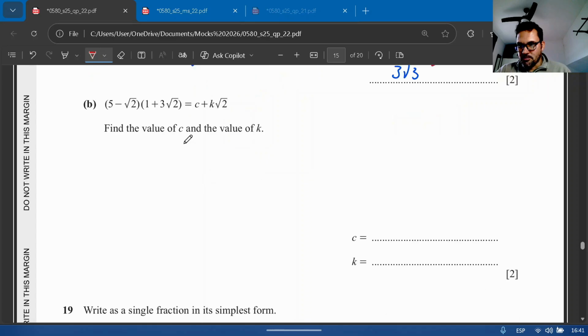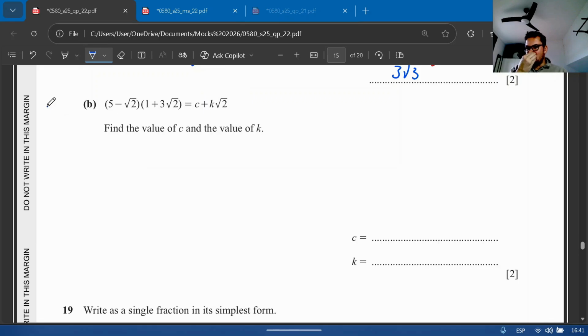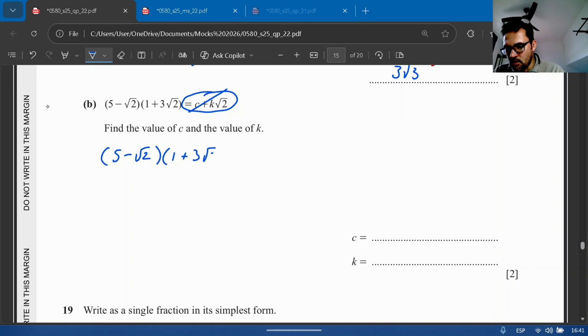Right, next one. I think they're trying to make this look difficult, but no. Okay, forget about this bit first. Just let's expand the brackets there. So it's 5 minus root 2, 1 plus 3 root 2.